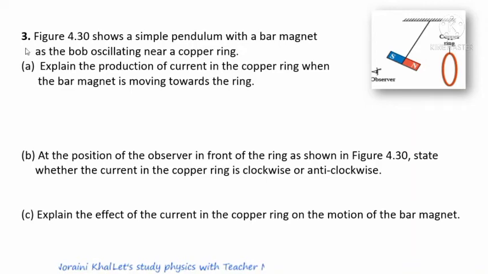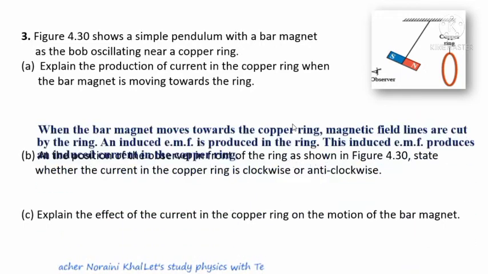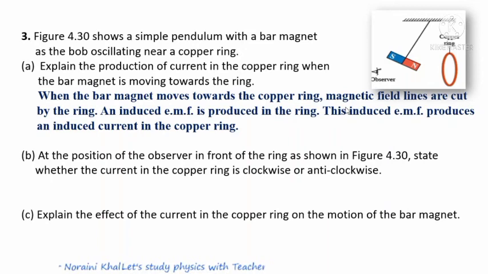Let's look at number 3. The figure shows a simple pendulum with a bar magnet as the bob, oscillating near a copper ring. Explain the production of current in the copper ring when the bar magnet is moving towards the ring. Remember, for the bar magnet, the flux line direction is north to south. When the bar magnet moves towards the copper ring, magnetic field lines are cut by the ring, and induced EMF is produced in the ring. This induced EMF produces an induced current in the copper ring.